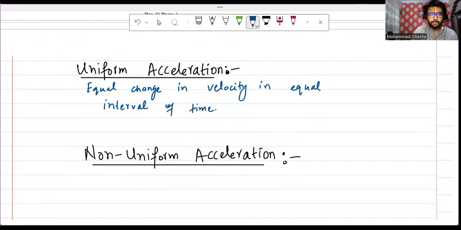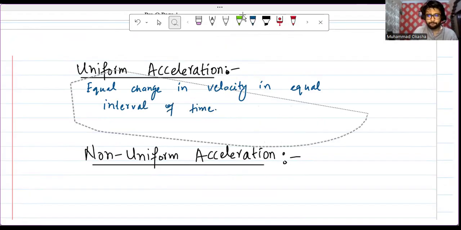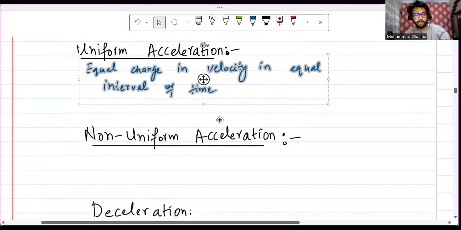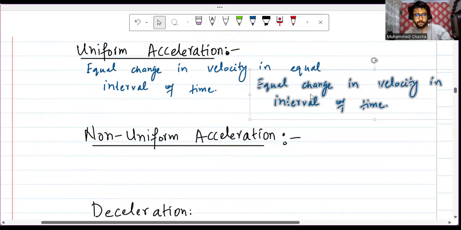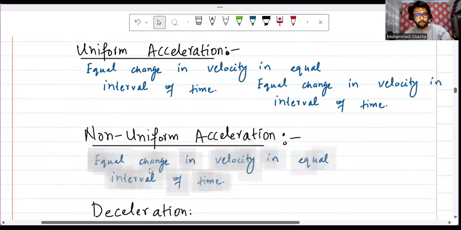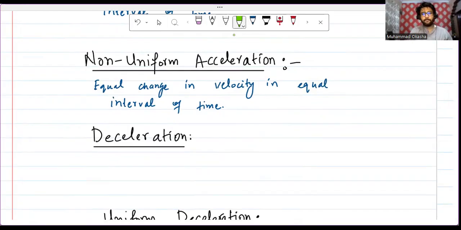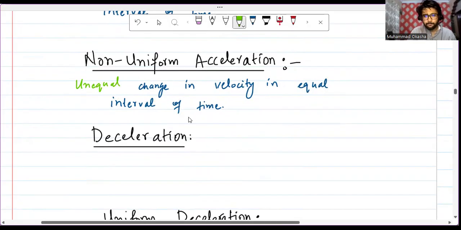Non-uniform acceleration would be the opposite, right? So instead of equal, now you will have unequal change in velocity in equal interval of time. The time interval would remain the same, but the change in velocity would now be different. So this would be unequal change in velocity in equal interval of time.